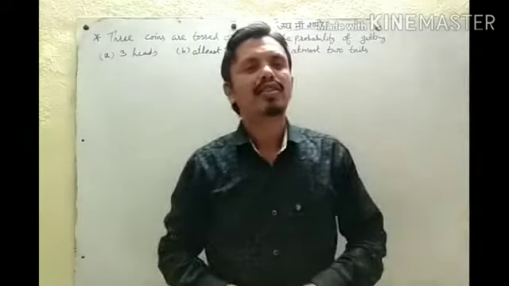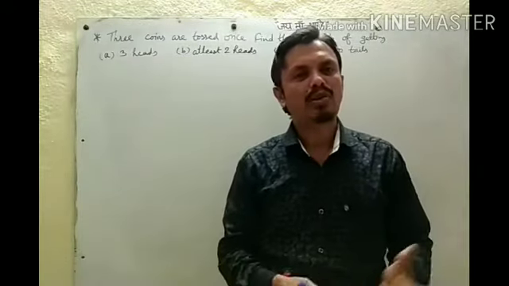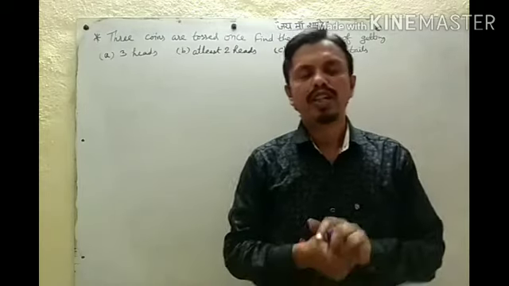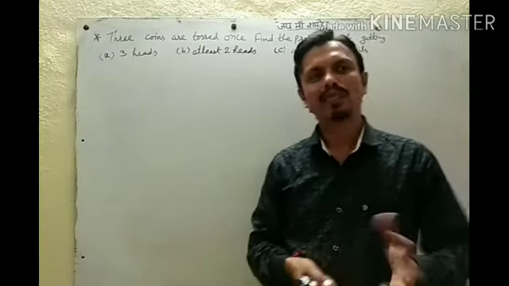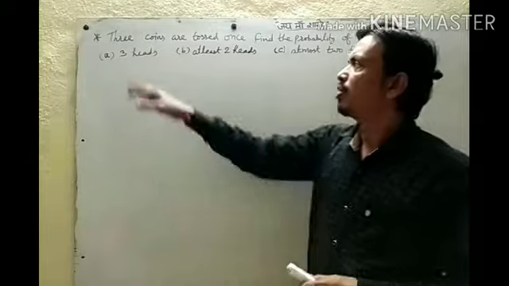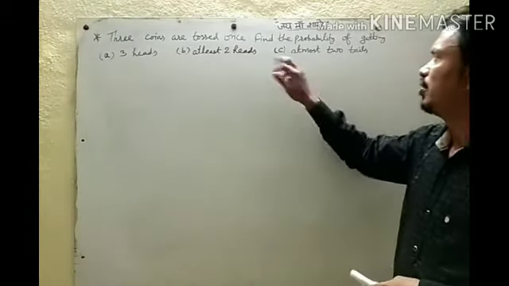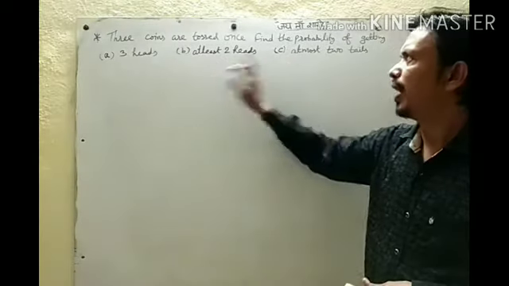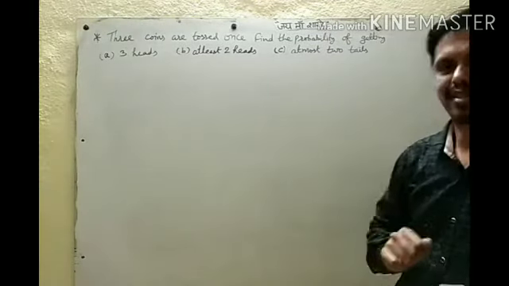Good morning, students. In the previous class, we discussed the axiomatic approach to probability. Today, we will solve some questions from exercise 16.3. So, the question is: 3 coins are tossed once, and you have to find the probability of getting 3 heads, at least 2 heads, and at most 2 tails.